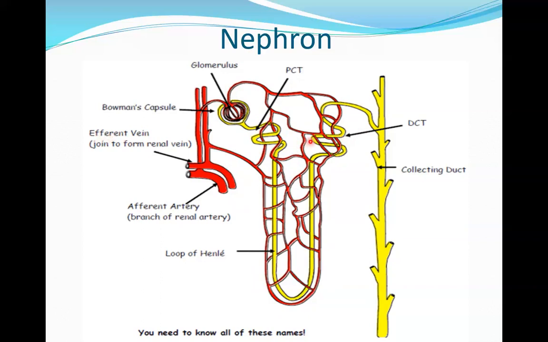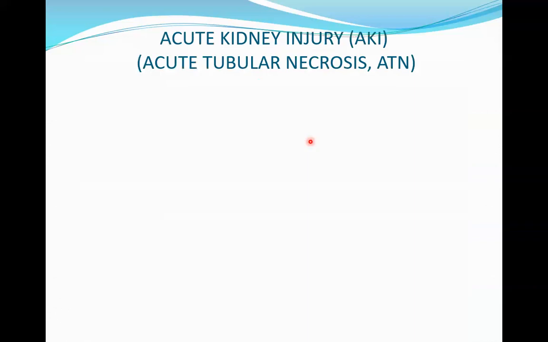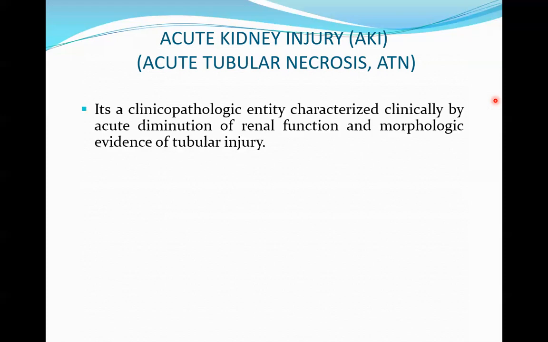So what is acute tubular necrosis? It is also called acute kidney injury. Nowadays, probably this word is being used more regularly, but it is interchangeable. Sometimes we use acute tubular necrosis or acute kidney injury. Basically, it's a clinical pathological entity characterized clinically by acute diminution of the renal function and morphological evidence of tubular injury. You know, in one day, how much urine is being formed?